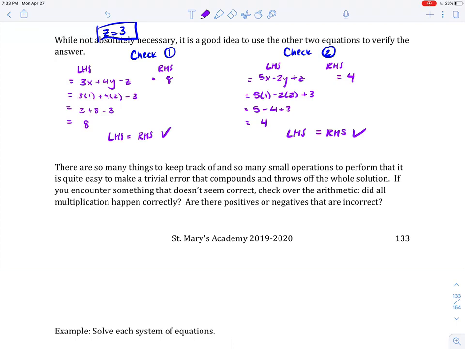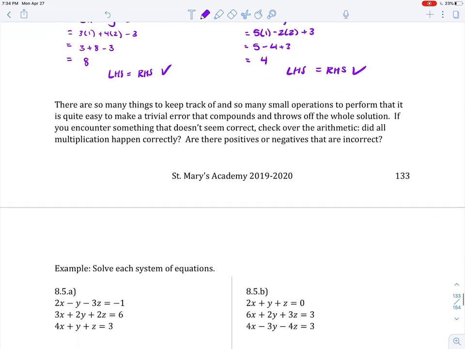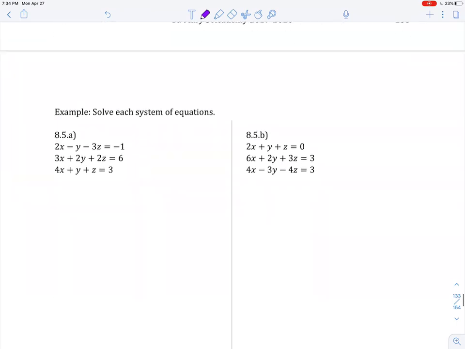If you find that something doesn't really seem correct, if maybe you're working through this and you get an answer of 117 over 74 or something that looks really weird, like maybe I shouldn't be getting that, just double check everything. Did everything happen correctly? Just check your work. Take your time as you do every single step.